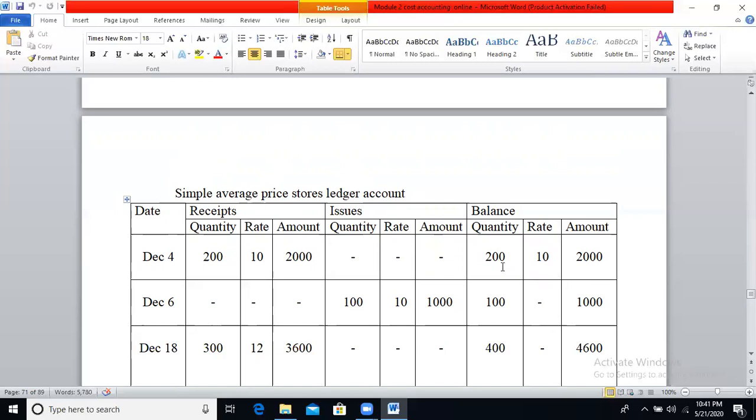And for the quantity, if it is issue, you have to deduct the quantity. If it is receipt, you have to add the quantity. And from the balance quantity, you have to deduct the issue quantity. So 200 minus 100, you will get 100. And from the amount, you have to deduct the amount. 2000 minus 1000, you will get 1000.